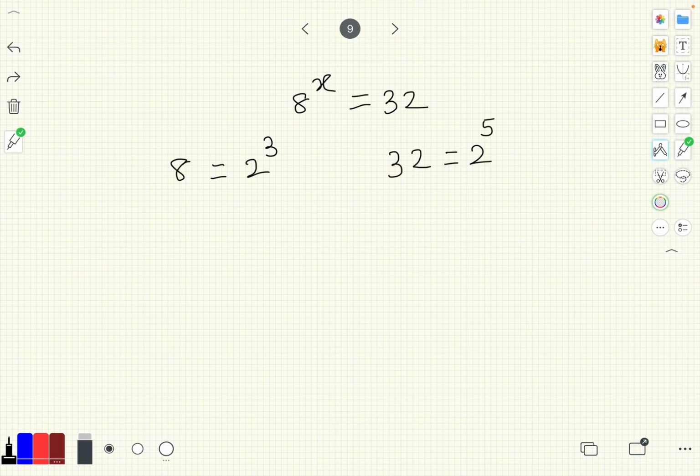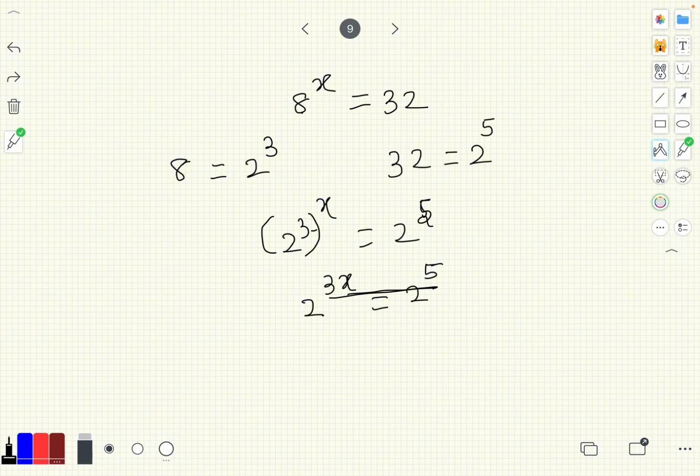So we can simply write 8 as 2 to the 3, to the x, and 32 as 2 to the 5. Now this is power to the power, so 2 to the 3x is equal to 2 to the 5. Now when the bases are the same, we equate the powers. So 3x is equal to 5. So x is equal to 5 by 3. Hope you get this idea. And let's see another question.